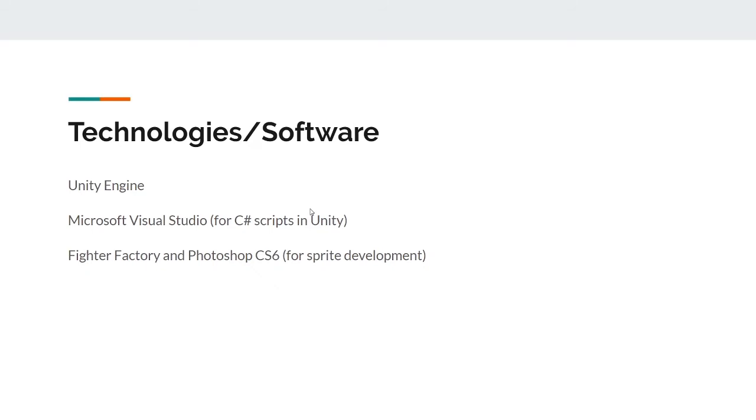So the technologies and software we used while making this game were the Unity engine, and all the scripts are made in C sharp. We made the scripts with Microsoft Visual Studio. And in order to edit the sprites for the characters, we used a program called Fighter Factory, and we also did final touch-ups with Photoshop.